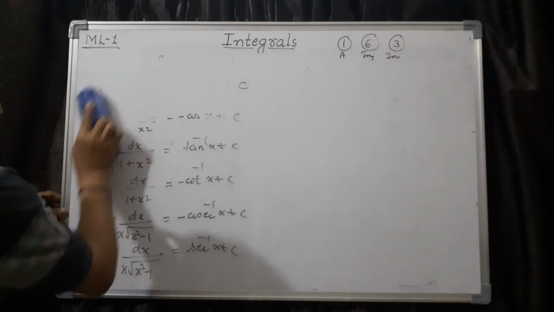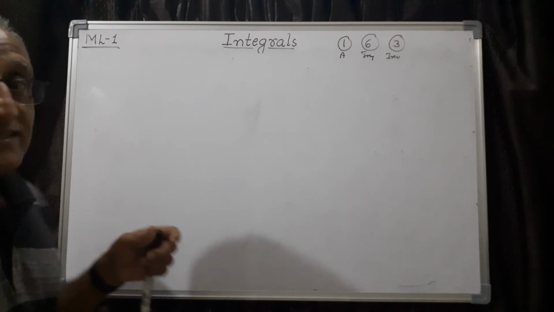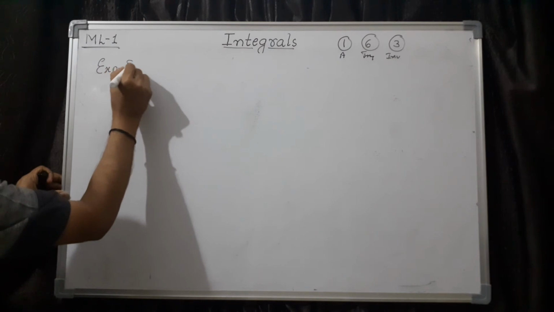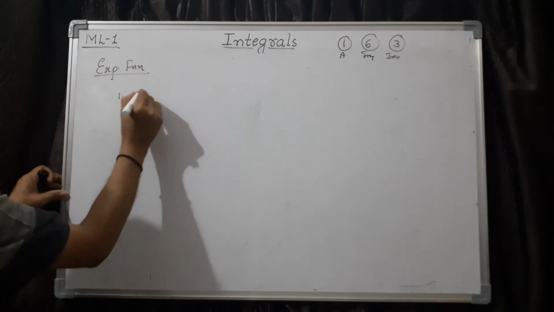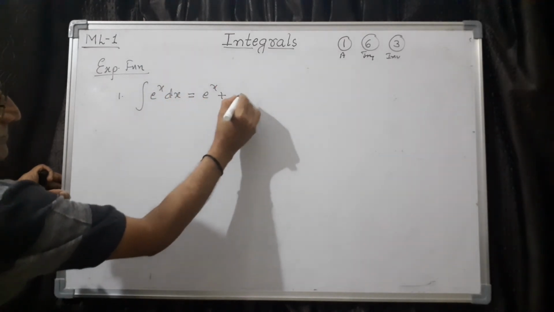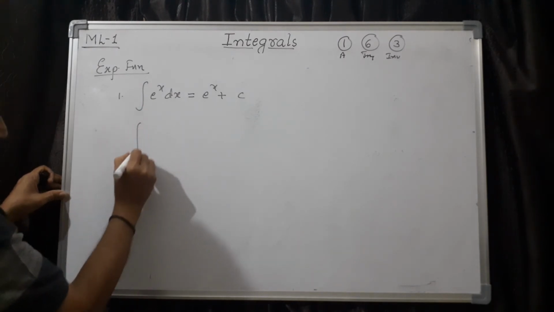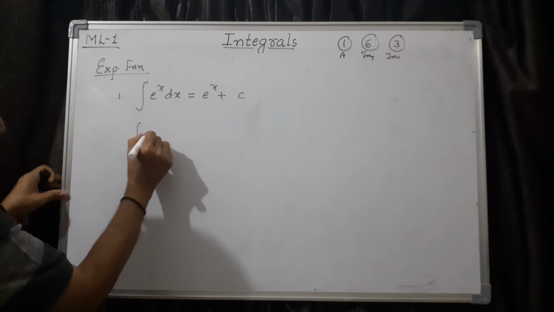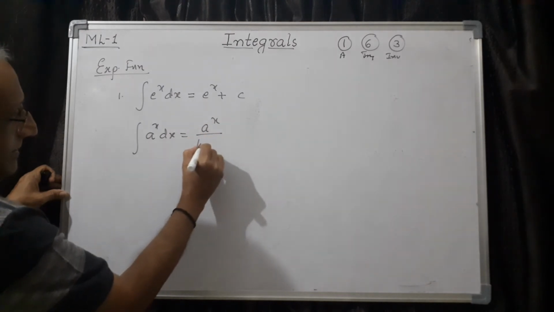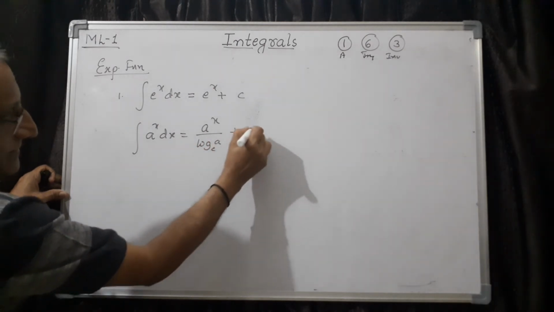So the next one is, if you remember, we have studied d by dx of e to the x. So there are two formulas. Next, let me write the exponential function formulas. One is the integration of e to the x dx. This is e to the x, because the differentiation of e to the x is e to the x only. And the second one is the integration of a to the power x dx, a separate formula. This is a to the power x by log a, where log a means log a to the base e. You should understand this, plus c.